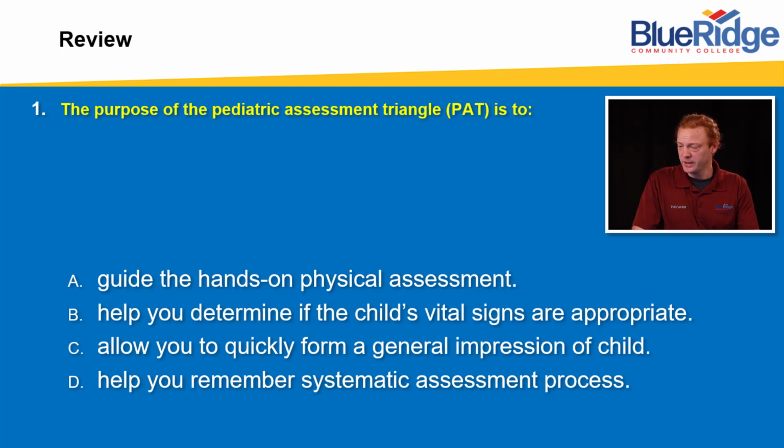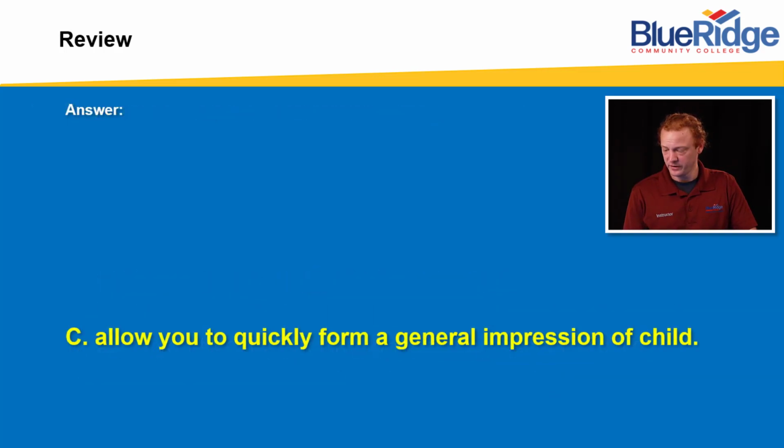The purpose of the pediatric assessment triangle is to A, guide the hands-on physical assessment, B, help you determine if the child's vital signs are appropriate, C, allow you to quickly form a general impression of the child, or D, help you remember the systemic assessment process. The correct answer is C, to allow you to quickly form a general impression of the child.